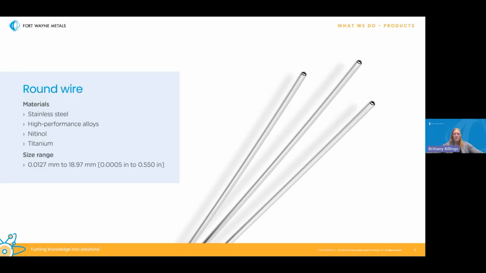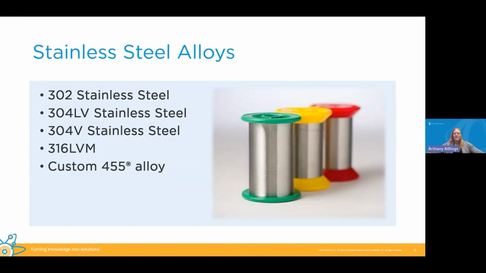Our size range is 0.0005 to 0.55 inches for round wire. However, anything above 0.0625 would generally be produced as bar rather than round wire on a spool. The stainless steel alloys that we process are 302, 304 LV, 304V, 316 LVM, and custom 455.